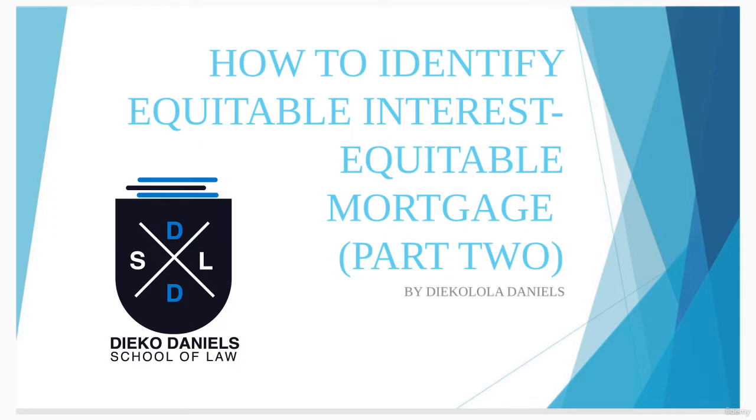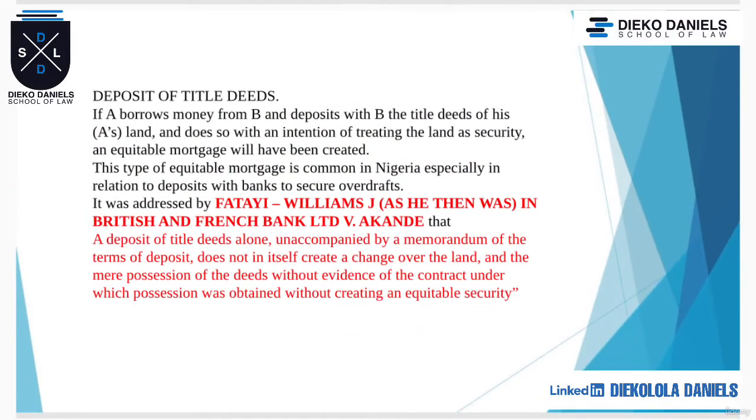So now we go straight to what we are discussing today, which is equitable mortgage. So on today's class on equitable mortgage, we are talking about deposit of title deeds. And then the question is, how exactly does deposit of title deed create an equitable mortgage? And that is what we are talking about now. So if A borrows money from B and deposits with B the title deed of his, that's A's land, and does so with an intention of treating the land as security, an equitable mortgage will be created.